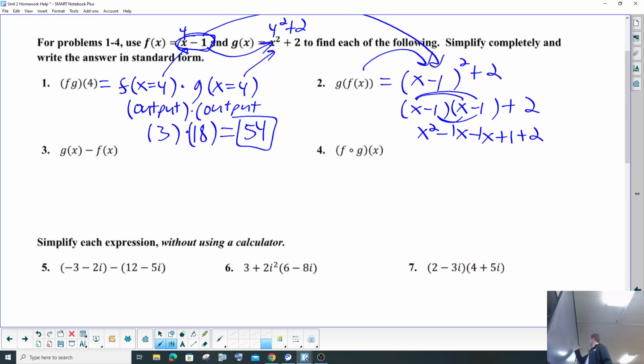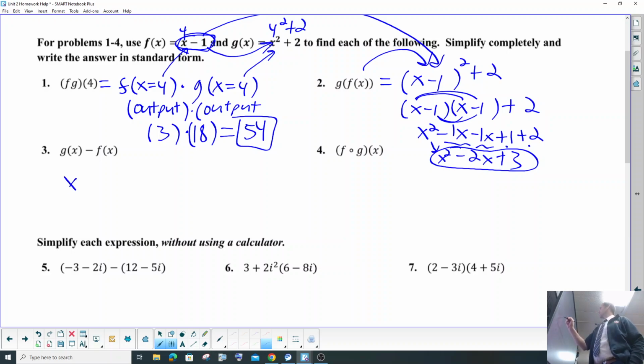There we go. And so with that, wow, my eraser's not working today. There it is. Okay, so then we end up with minus 1x, and minus 1x is minus 2x. And then we have a plus 1 plus 2 is plus 3. And we just bring down our x squared. So we combine like terms. We get x squared minus 2x plus 3.